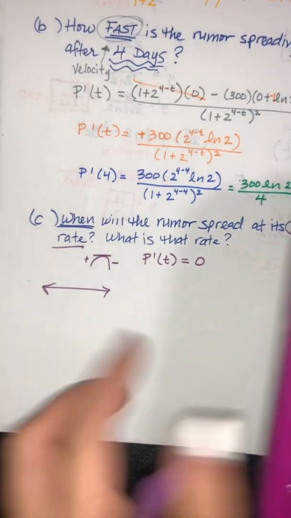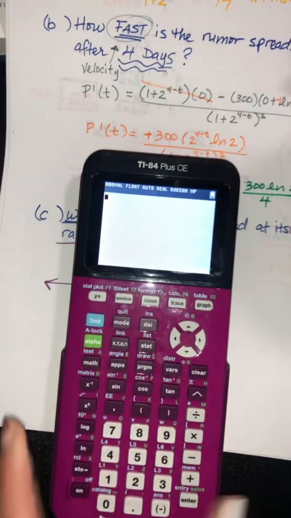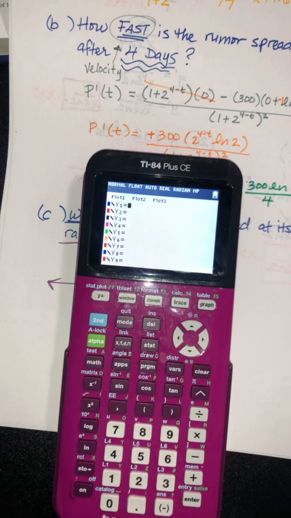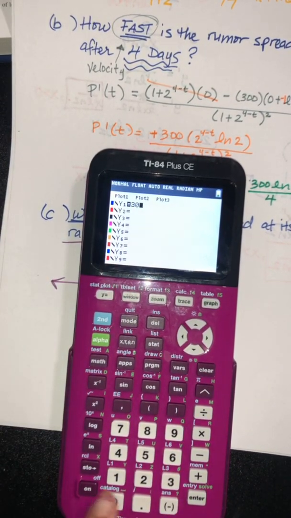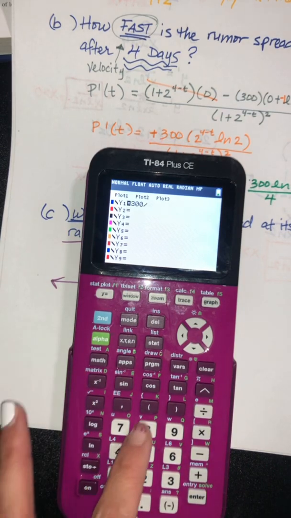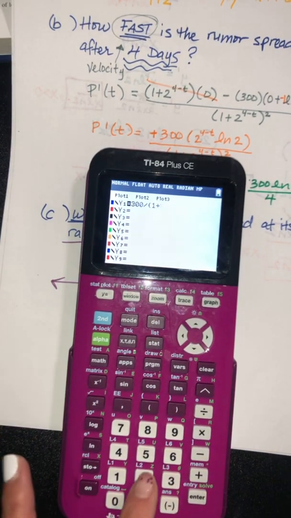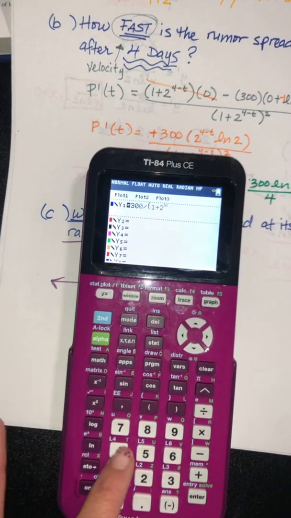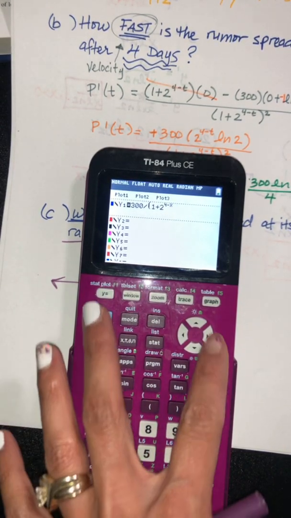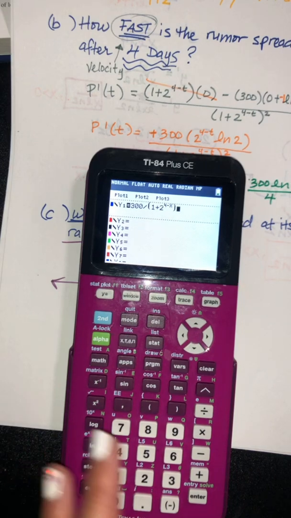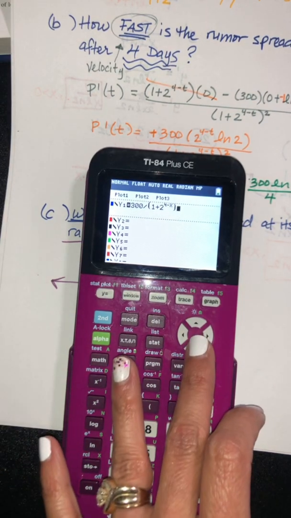So this is where I showed you guys in the notes the other day. We need to set up our y equals. So I need to put the original function in there. That is 300 divided by, and we have to use parentheses, 1 plus 2 raised to the 4 minus x power instead of t, because they don't have t's here. Okay, so there is the original.